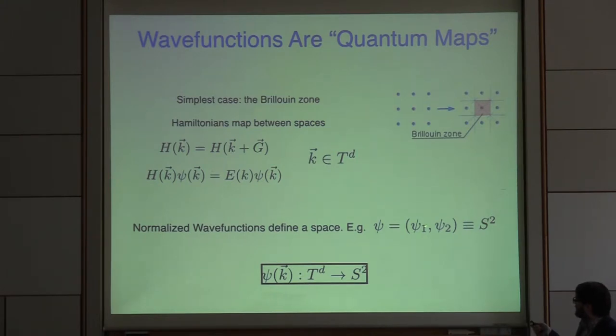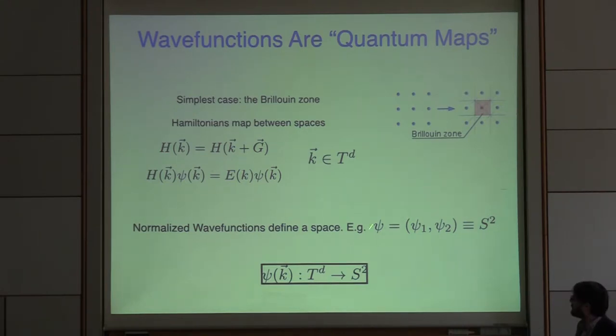And you can clearly see this because I have a gauge freedom here. I can multiply the left and the right side by a phase factor. I can make this psi1 real, by just choosing it real, by multiplying by a phase factor here. And then I have a normalization condition on the wave function, which really describes an S2. So that means that the wave functions, since I have a Bloch Hamiltonian, are actual maps between the torus in D dimensions of a crystal and this S2 sphere.